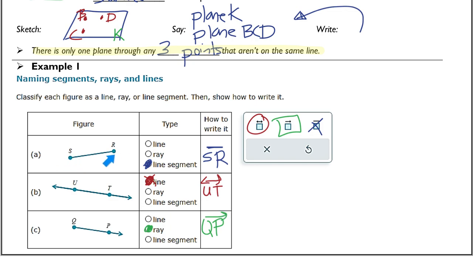Again, it's a segment because it's a part of a line. The whole line goes on forever. A ray is part of a line, but it goes on forever in one direction here.